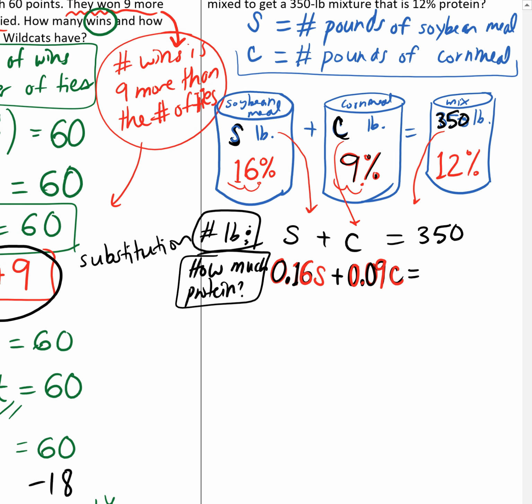And then on the right side, same kind of thing. I have 350 pounds. 12% of that mixture is protein. If I want to know how much protein there is, it's 12% of that amount, 350.